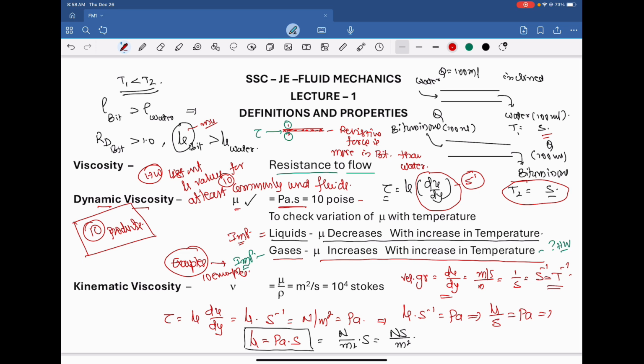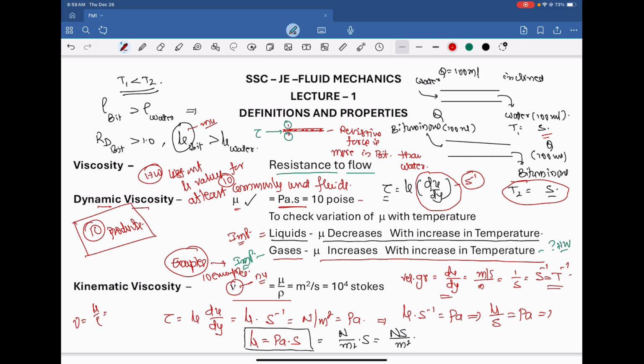Next comes another word called kinematic viscosity. Kinematic viscosity is nothing but dynamic viscosity by density. Now, we will derive the units of kinematic viscosity. It is called nu, spelled as nu. Nu is equal to mu by rho.